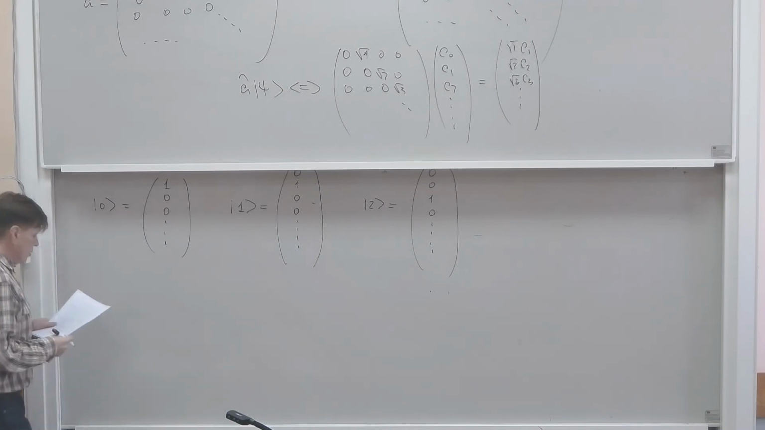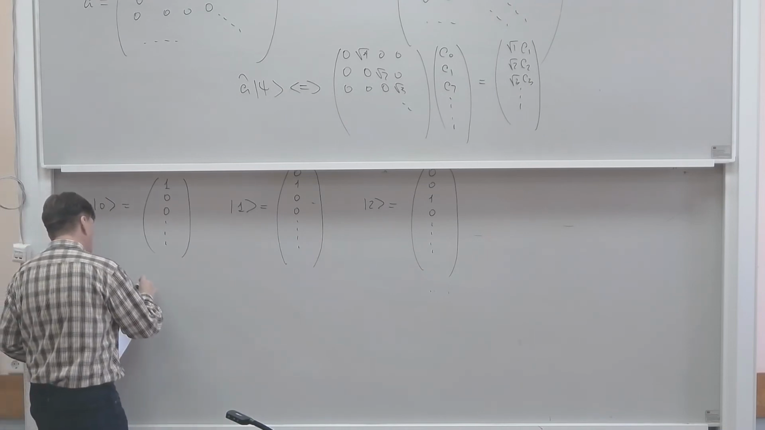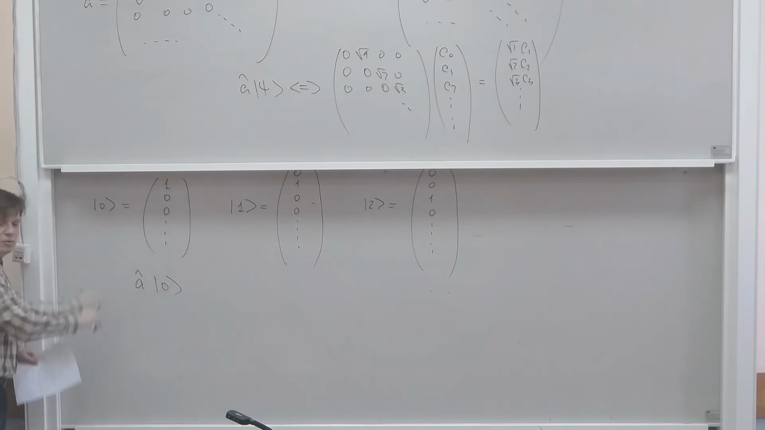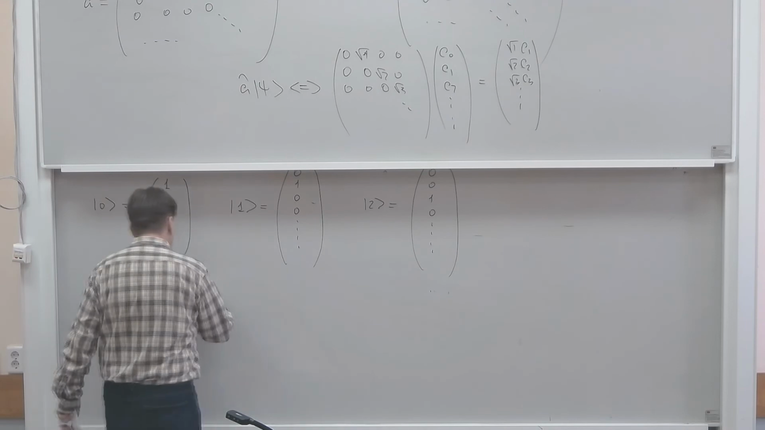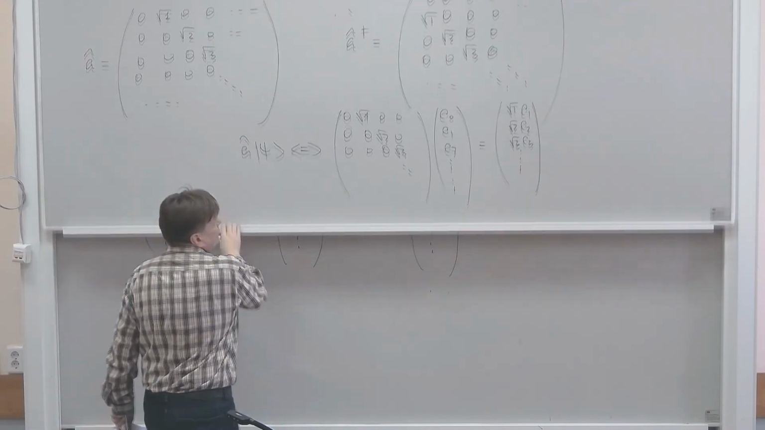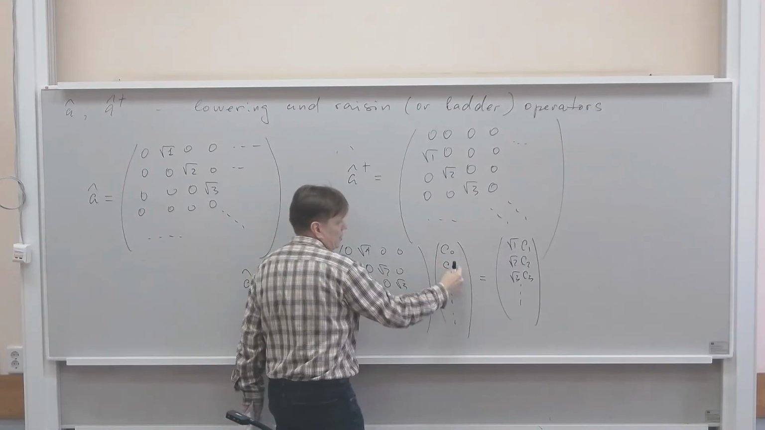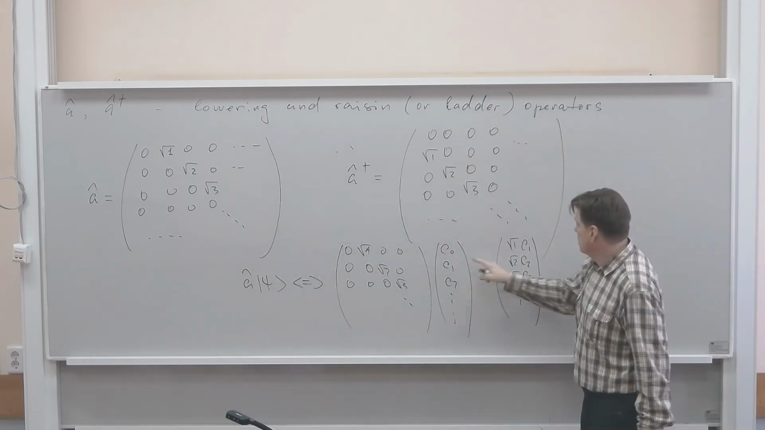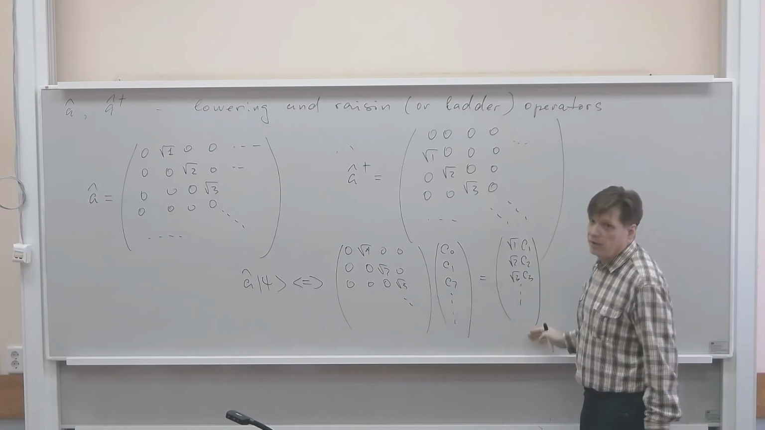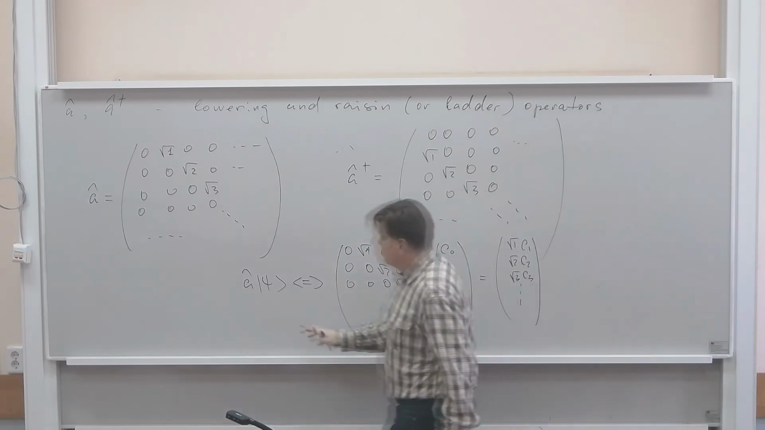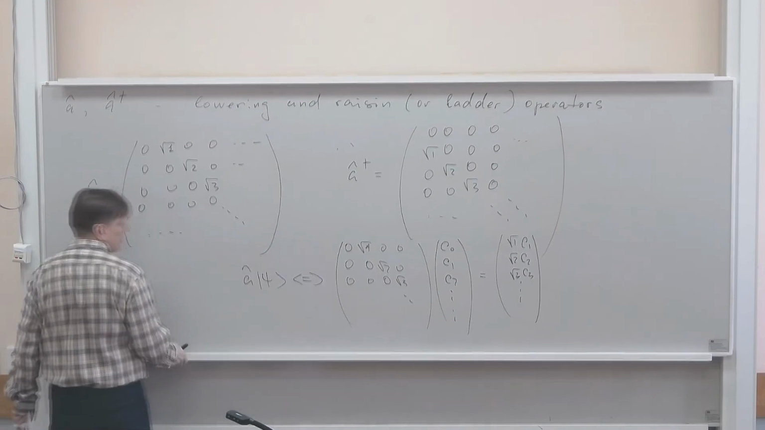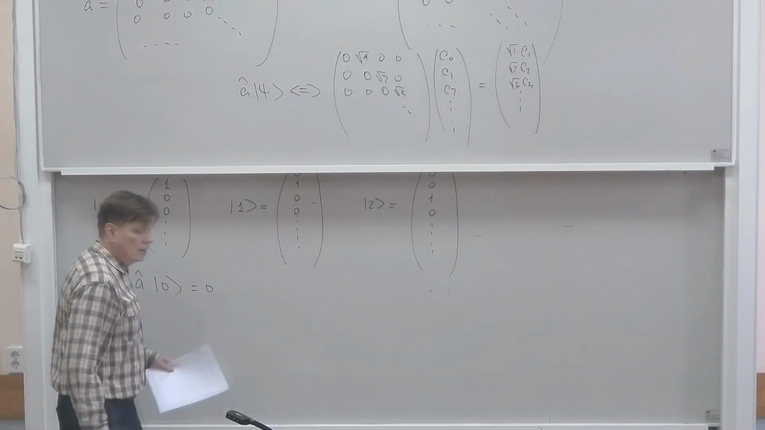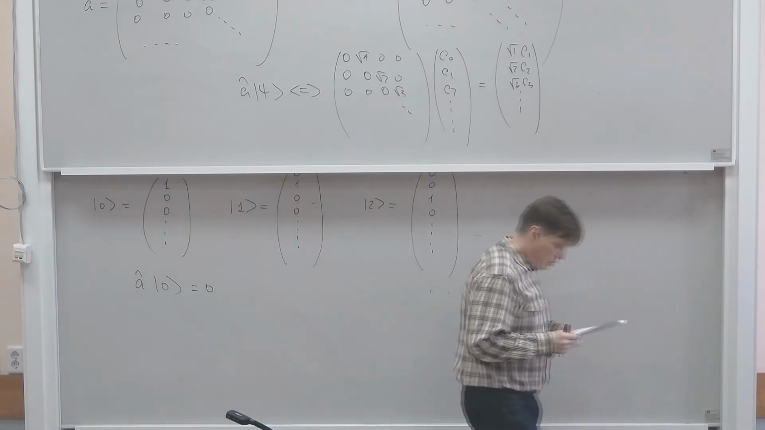In particular, it is quite clear that applying the operator A to the ground state, that is to the first basis vector, we get 0. Why? Because substituting here 1, 0, 0, 0, we get C1 is 0, C2 is 0, so we get the 0 vector. So indeed, the lowering operator A annihilates the ground state. It's the first basis vector of the Fock space.